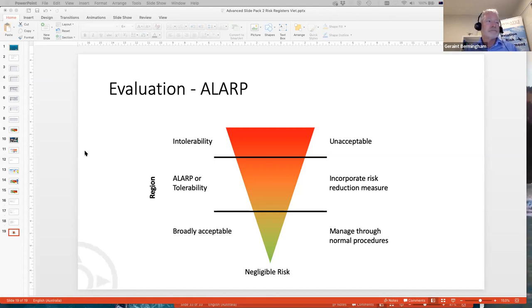The other interesting thing, and I mentioned this yesterday, is that this level isn't defined, and over time it gets lower as we become more risk averse. As aviation becomes safer, the acceptable level of risk becomes lower.